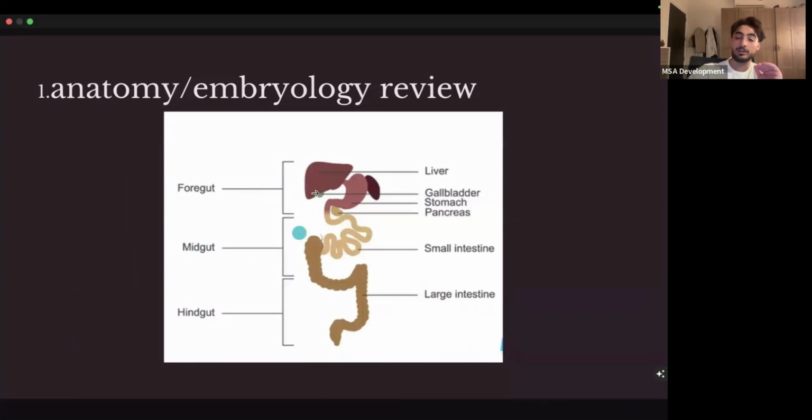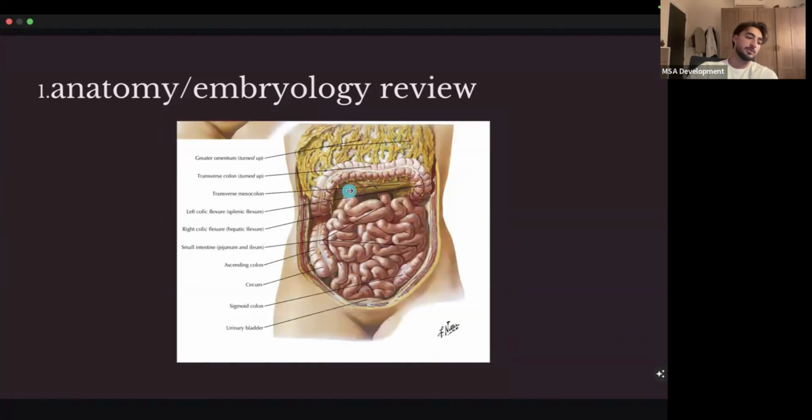All right. And the foregut, as we already mentioned, is supplied by the celiac trunk. The midgut is supplied by the superior mesenteric artery, and the hindgut is supplied by the inferior mesenteric artery. All right. So this is what it's going to look like, obviously in an adult.